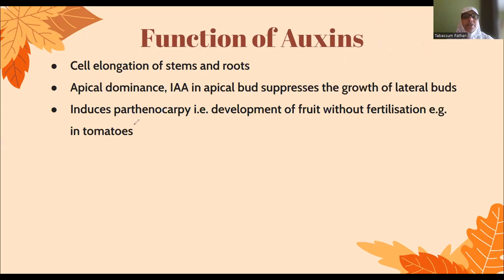Then it also induces parthenocarpy. That is, you want to develop fruit from the flower without fertilization. For example in tomatoes. Mostly parthenocarpic fruits are seedless fruits. You want to develop fruits without the flowers undergoing fertilization, that is fusion of gametes. You do not need fertilization to get the fruit from the flower. So that can be induced, and you can start the process with application of auxins.